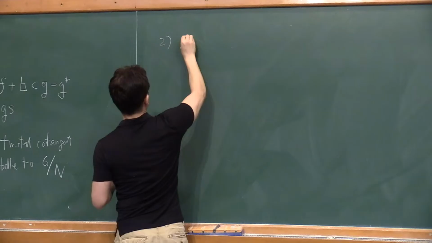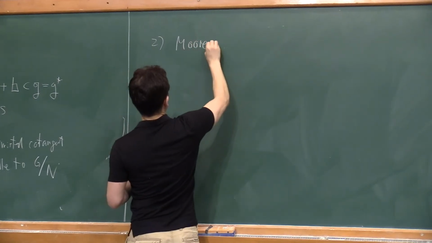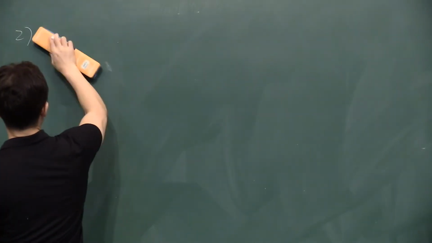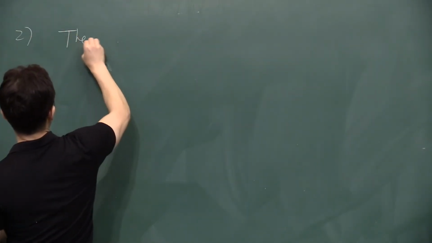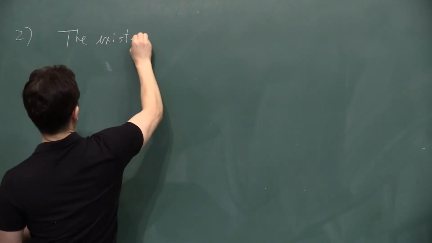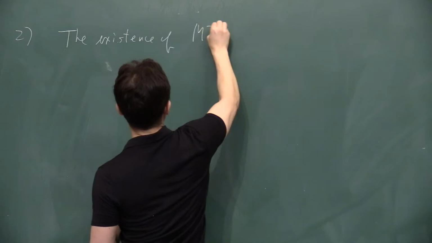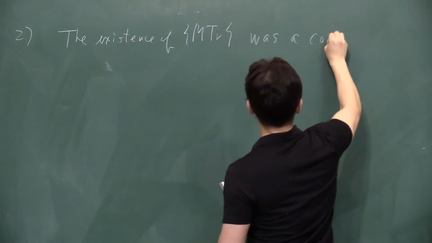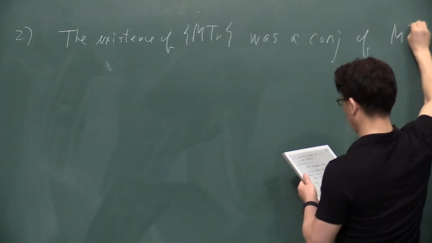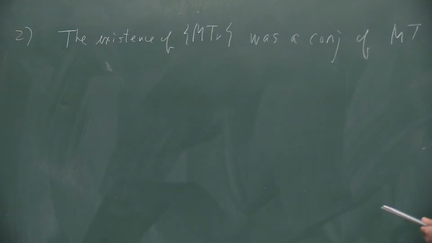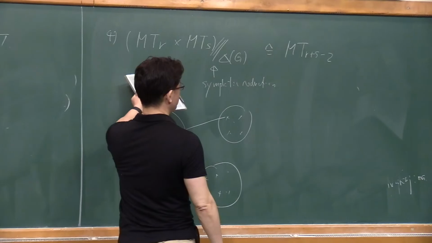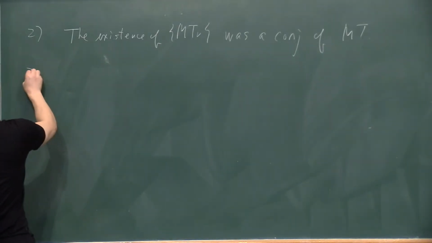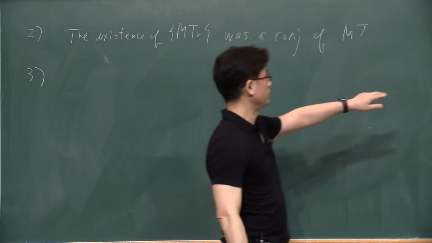And I said Moore–Tachikawa gave a mathematical definition up to a conjecture, but this conjecture was the existence of this family of varieties. So this was a conjecture of Moore and Tachikawa. So this associativity condition is very important. So let's have a look at this condition.